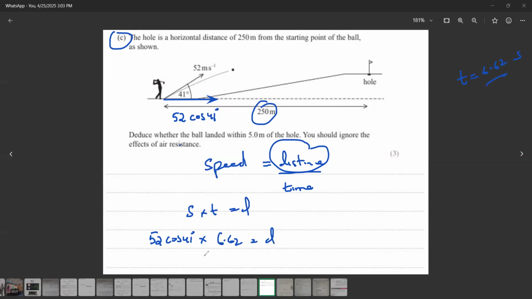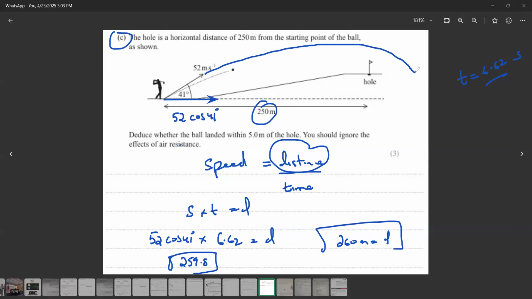So in 6.62 seconds, how much horizontal distance will it cover? If you are not able to solve the last part, then you can use the time as 7. Otherwise, you will use your value. The answer is 259, so 250 or 260. So the ball will cover 260 meters, the total distance.